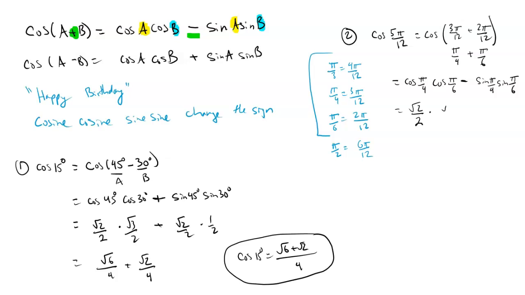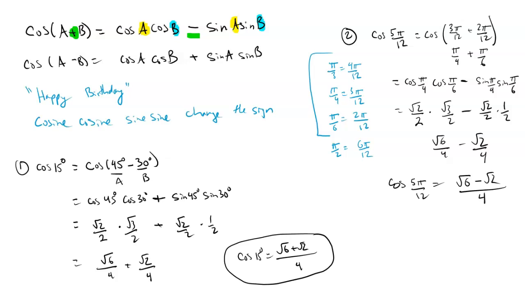Pi over 6 is root 3 over 2. Again, minus, this will be a root 2 over 2. And then this will be the 1/2. This is again going to give me root 6 over 4, root 2 over 4. So my lovely cosine of 5 pi over 12 will be root 6 minus root 2 all over 4.